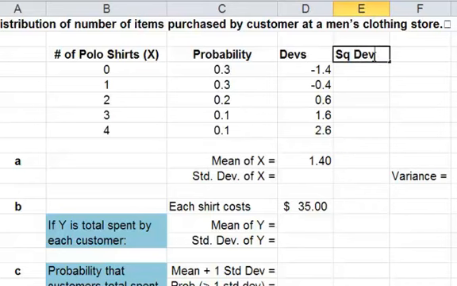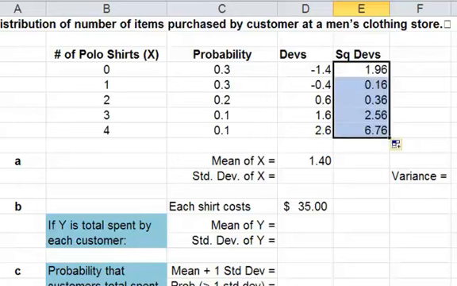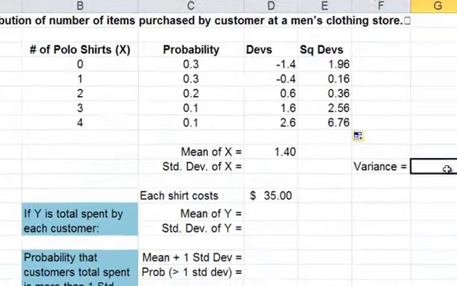So I will create another column here called squared deviations. And in each case, I'll take the deviation value I found and raise it to the power of 2 using this little caret symbol, little upside down V that's above the number 6 on my keyboard. And I'll copy this formula all the way down again. So now I have the deviations and the squared deviations. And you'll notice that the squared deviations are all positive because those negative deviations resulted in positive squared deviations.